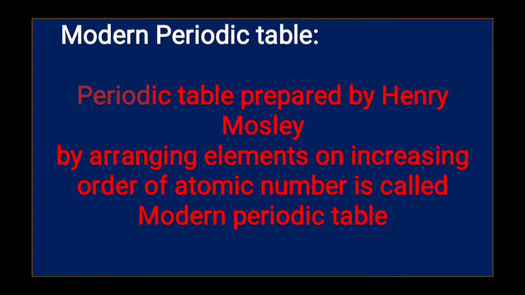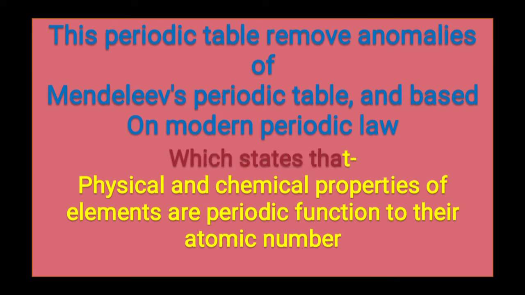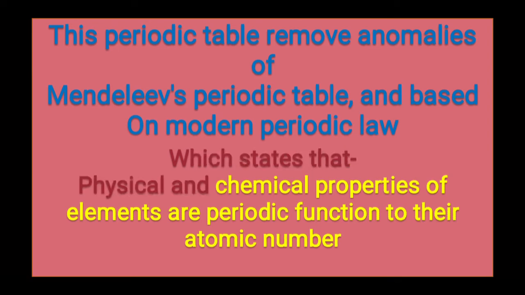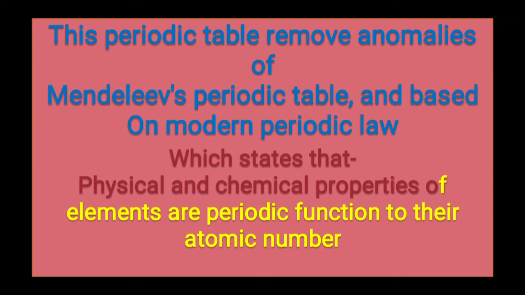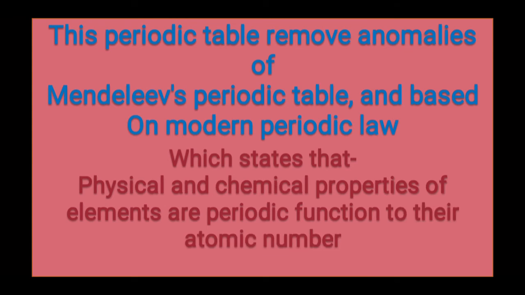Modern periodic table. The periodic table prepared by Henry Moseley by arranging elements in increasing order of atomic number is called the modern periodic table. This periodic table removes anomalies of Mendeleev's periodic table and is based on the modern periodic law, which states that physical and chemical properties of elements are periodic function of their atomic number.